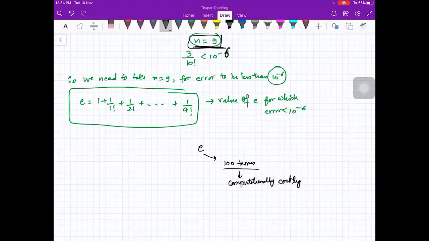If you take a very large number, obviously you have to add 100 terms, and adding 100 terms is a difficult task. Fine. So that is the idea: we want our error to be small, and also we don't want to add so many terms. That is why we are computing exactly how many terms will give you an error less than 10 to the power minus 6. Okay, let us do more problems, you will understand. Next question.